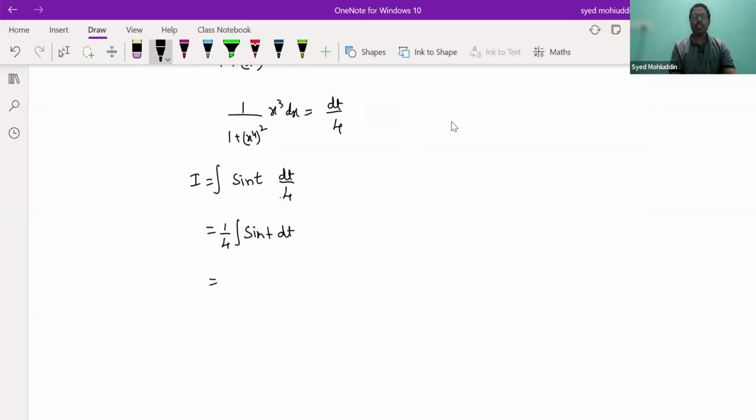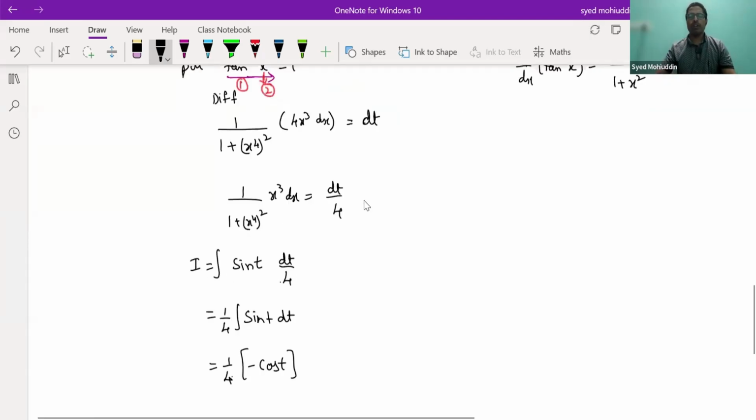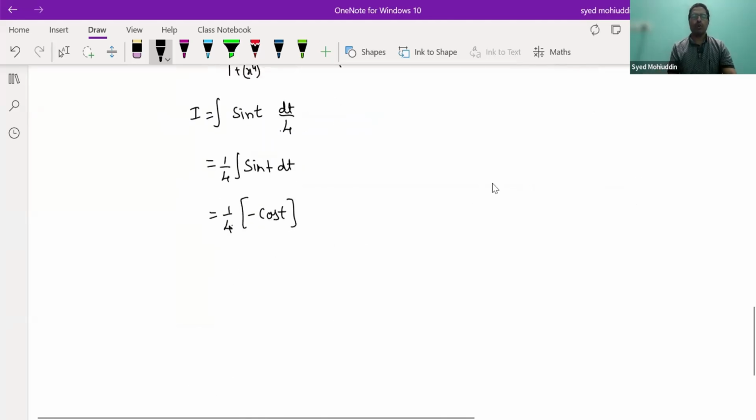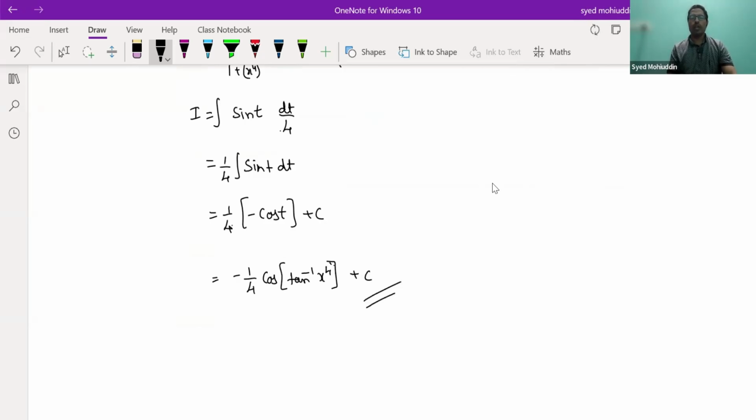It is a normal integration. Integral of sine of t is nothing but minus cos of t. But what is the value of t that we have taken? We have taken t equals to tan inverse of x power of 4. So I can take that minus outside: minus 1 by 4 into cos of tan inverse of x power of 4, plus the constant of integration c. So that will be the required solution.